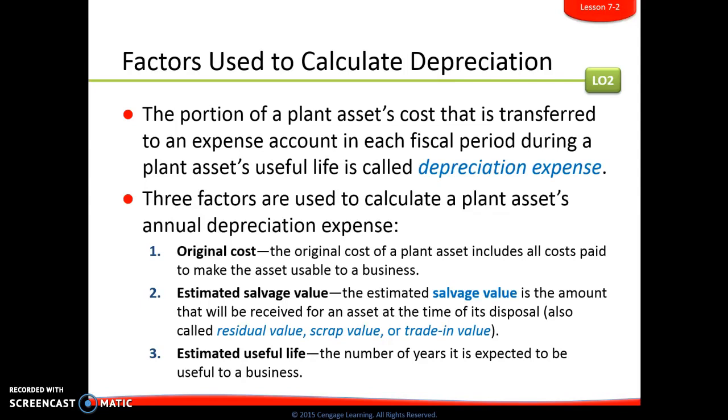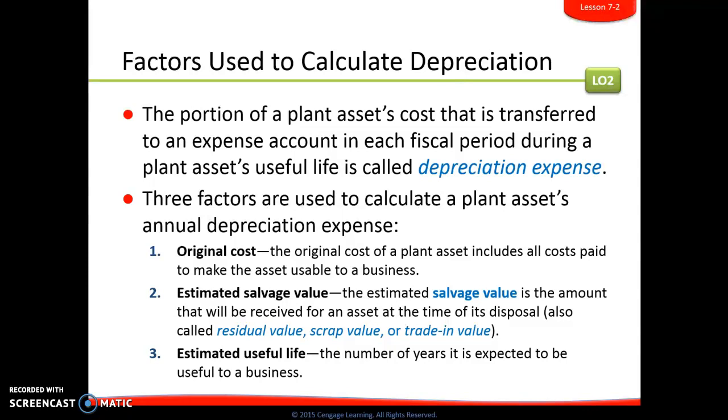The portion of a plant asset's cost that is transferred to an expense account in each fiscal period during a plant asset's useful life is called depreciation expense. There are three factors that we use to calculate a plant asset's annual depreciation. We need to know the original cost. That's going to include all costs that are paid to make the asset usable to a business. We talked about that in the last section.